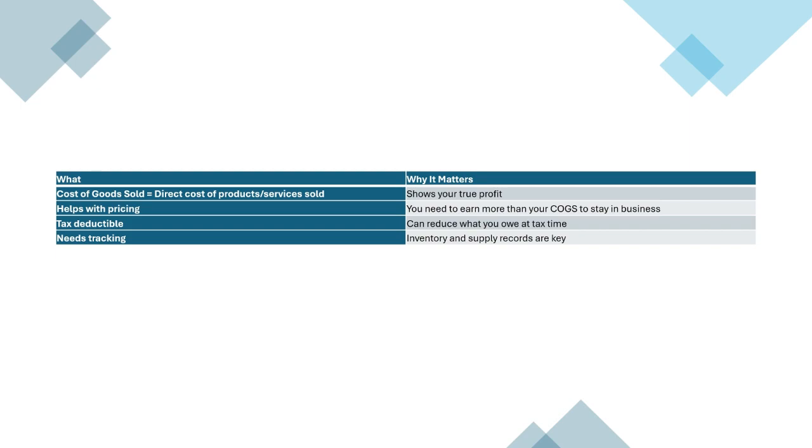You need to earn more than your cost of goods sold to stay in business. That just means that we need to set our prices higher than our costs to make sure that we're breaking even and creating a profit. It's tax deductible. Remember, it can reduce what you owe at tax time, and it needs to be tracked. Inventory and supply records are key to your success in your business. If you don't understand what you have on hand and what you need and how to track it, then you're probably not going to succeed in business.